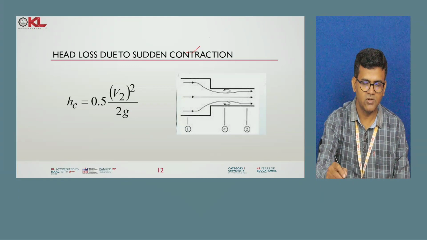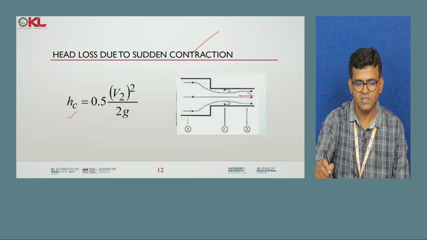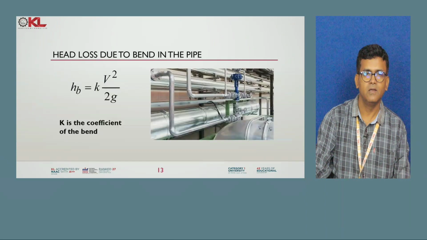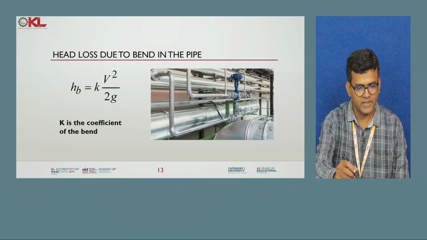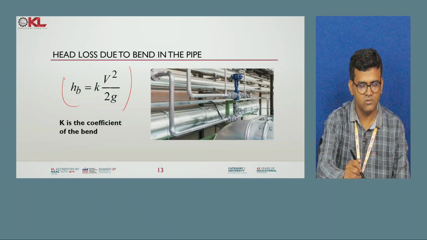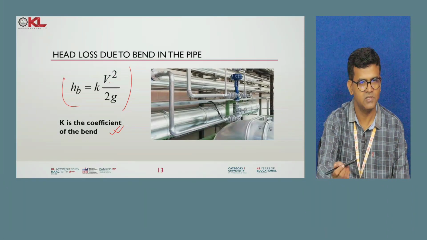Head loss due to sudden contraction is given by hc, that is equal to 0.5 into V2 square upon 2g. V2 is the velocity after the contraction. Head loss due to the bend is given by hb, that is equal to K into V square upon 2g, where K is the coefficient of the bend. It depends on the coefficient of the bend, and K is multiplied by V square upon 2g. V is the velocity in the pipe flow.